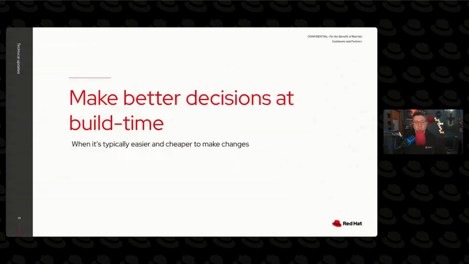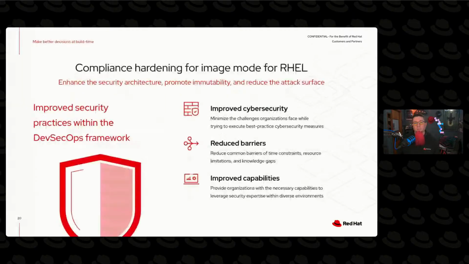Okay. All right. Making better build time decisions, or decisions at build time anyway. Shifting left means making choices before you deploy, and in RHEL 10, we're giving you more tools to get that done. All right, compliance hardening for image mode. We kind of touched on this earlier, but if you're building RHEL as an image to deploy, it just makes sense to apply your compliance policies at build time rather than after deployment. So we're adding the capability to do just that in RHEL image mode.